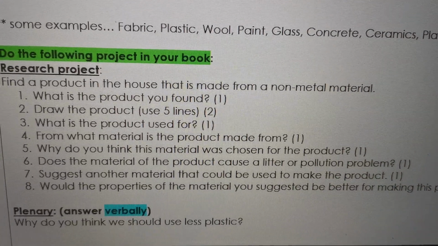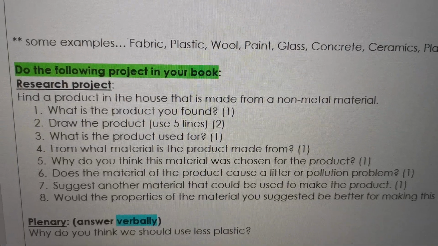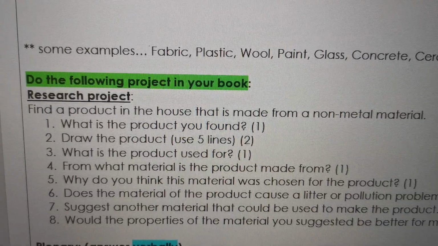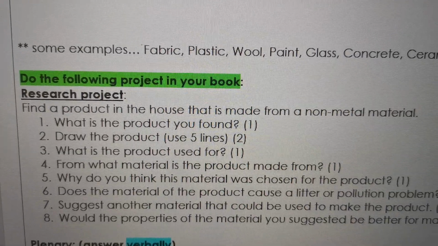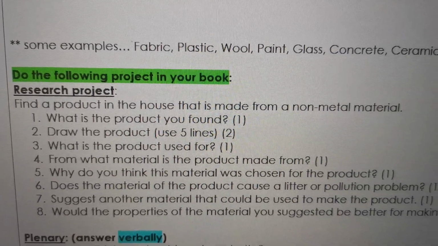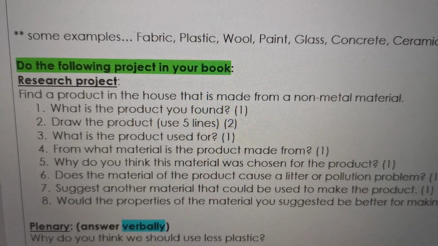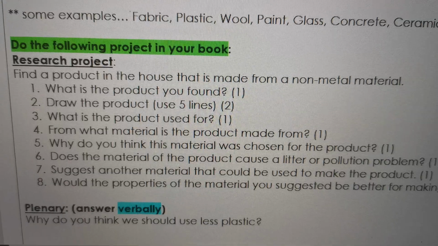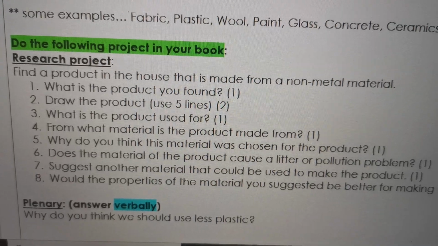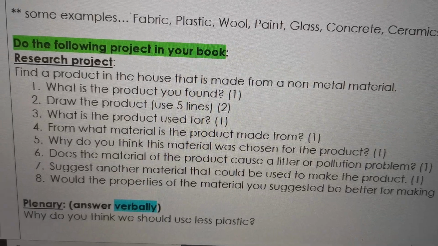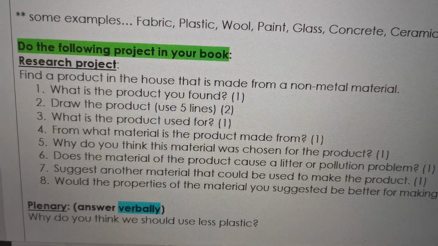Okay, so do the following project in your book. It is a research project. Okay, so find a product in the house that is made from a non-metal material. I am going to do an example with you, but you may not use my example. You have to pick your own item.